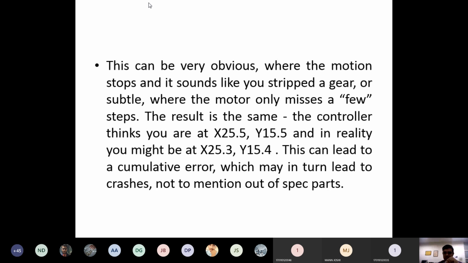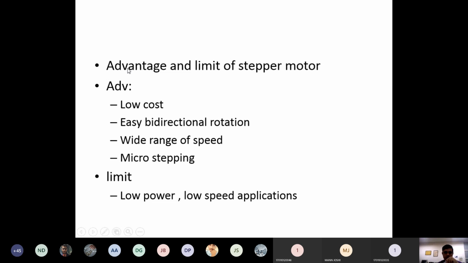So that's why in a turret we have used a stepper motor, but for XY or exact movement of the table or spindle movement, we have used a servo motor. Now, the advantages and limitations of the stepper motor. So what is the advantage? I already discussed, it has a low cost.